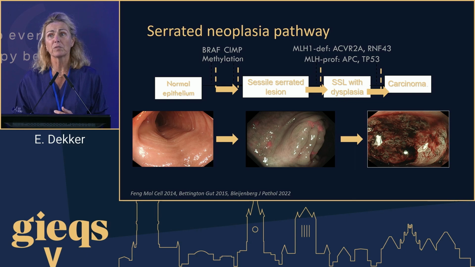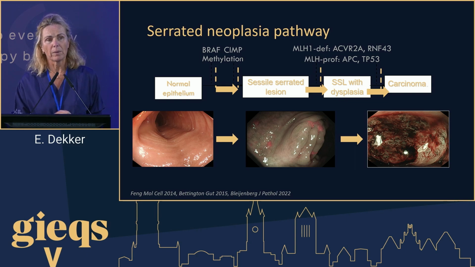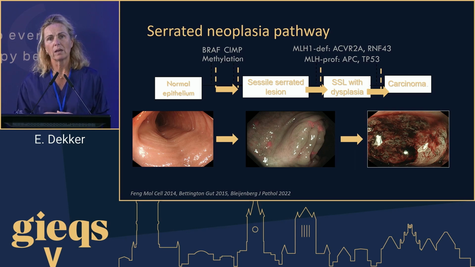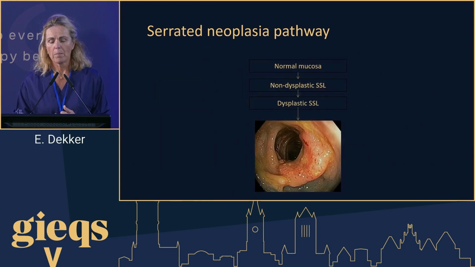So here's an example of the serrated neoplasia pathway coming from normal epithelium through an SSL acquiring dysplasia, and then finally resulting in cancer. This goes through a methylated pathway, usually BRAF mutations, CIMP high, there might be an MLH1 deficiency, and you can see the different molecular hallmarks trying to unravel this pathway. During that pathway, it's really important to realize that the real precursor lesion is this dysplastic SSL.